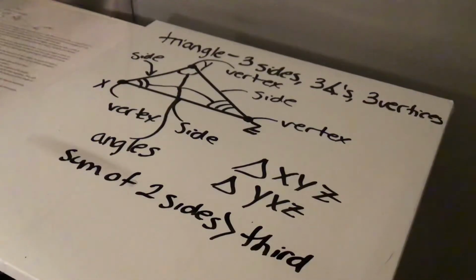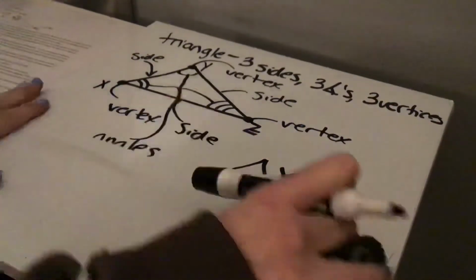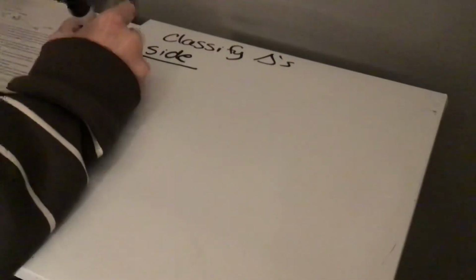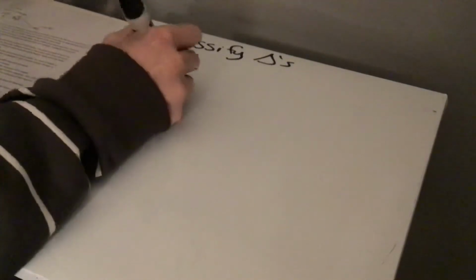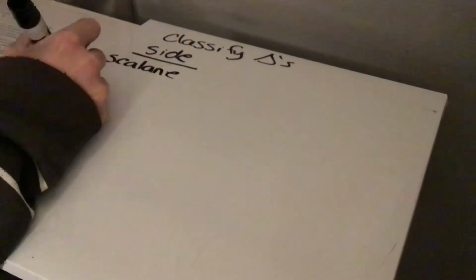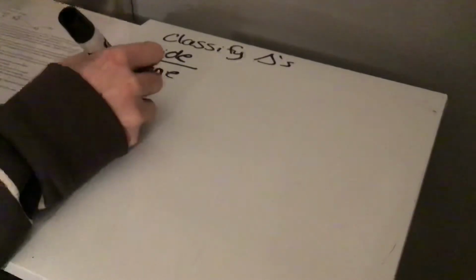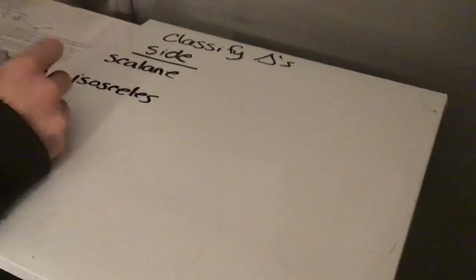Okay? When you have a triangle, you can classify them according to the lengths of their sides or their angle measures. Okay? So because there are 3 sides, we have 3 classifications for sides. So you can have a scalene triangle, you can have an isosceles triangle, and you can have an equilateral triangle.